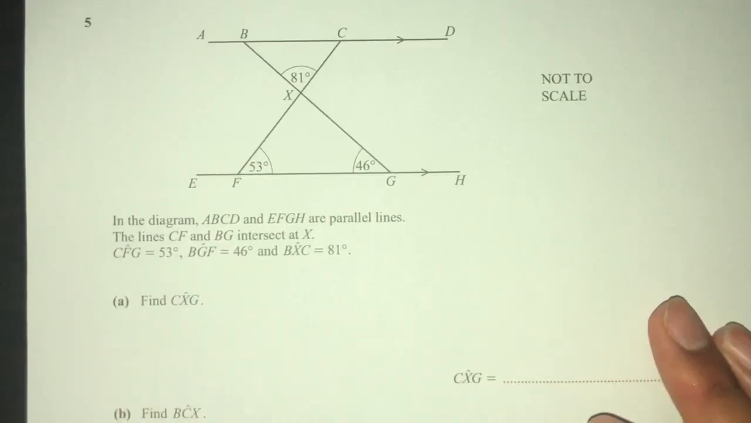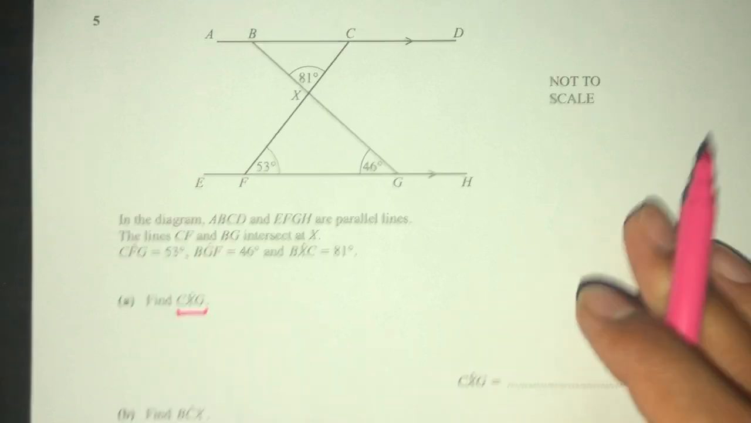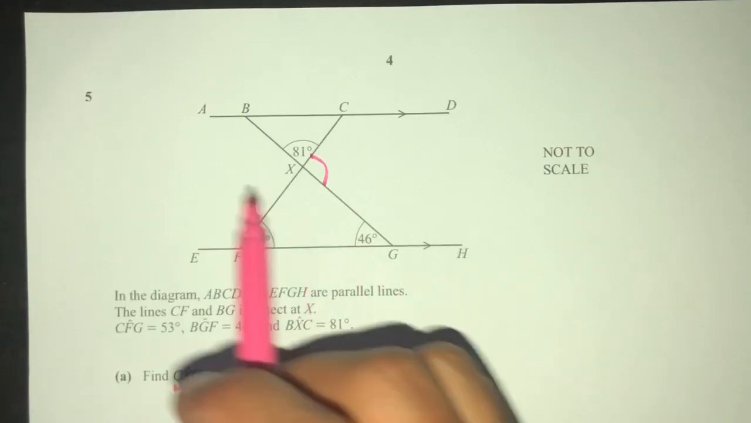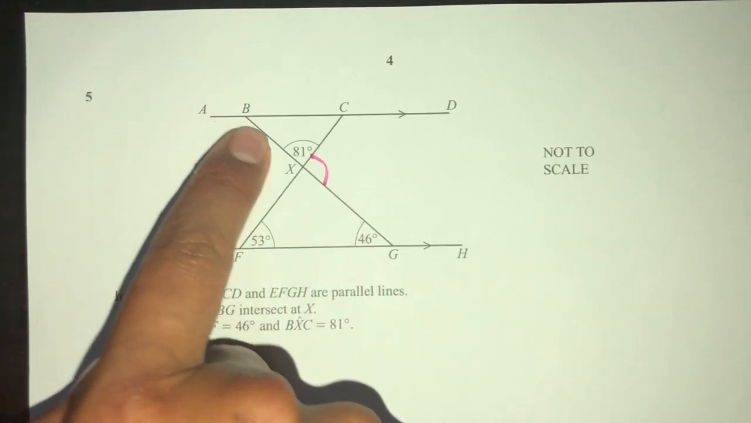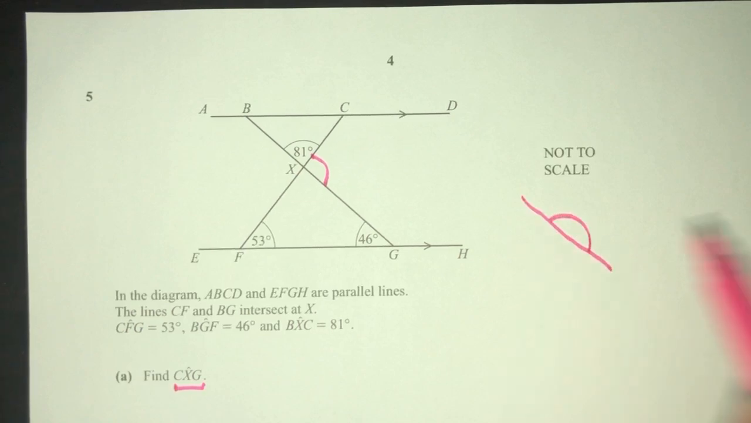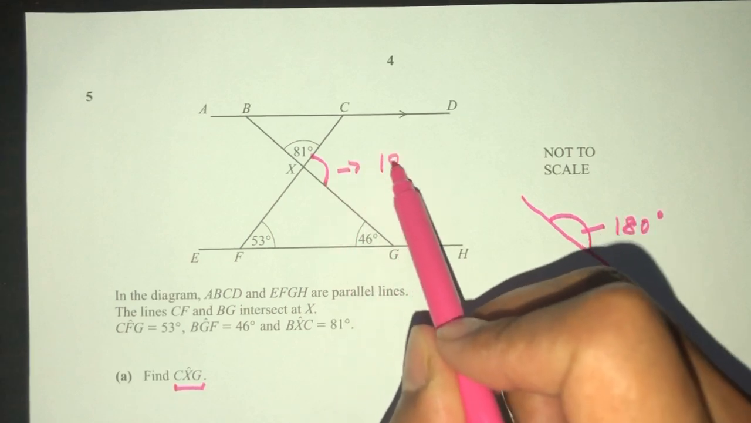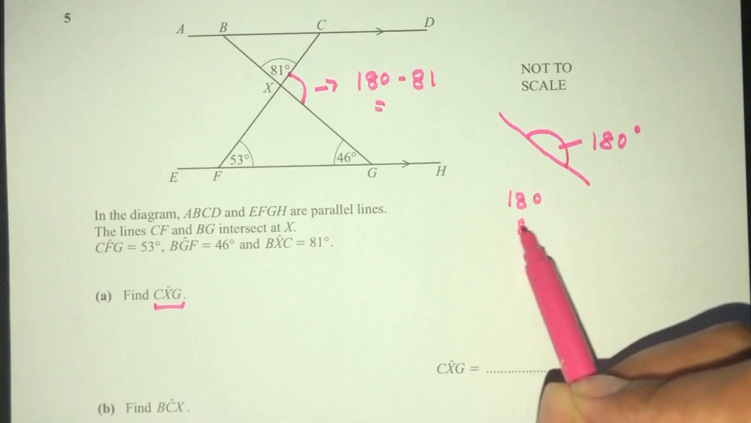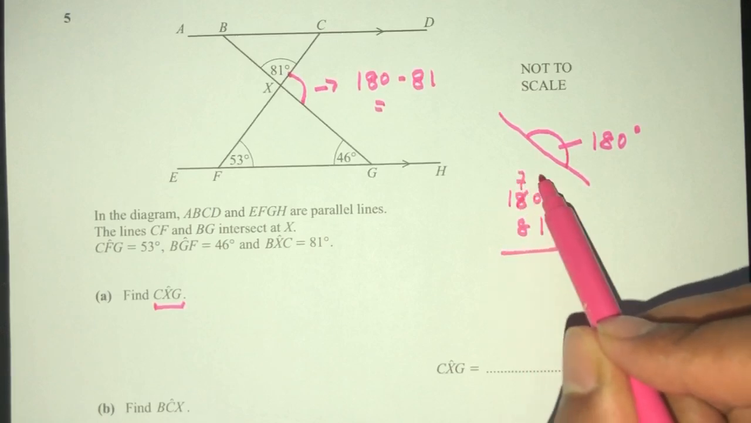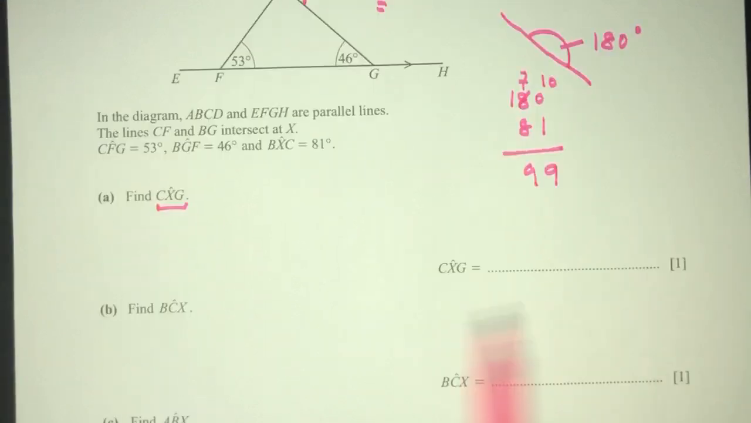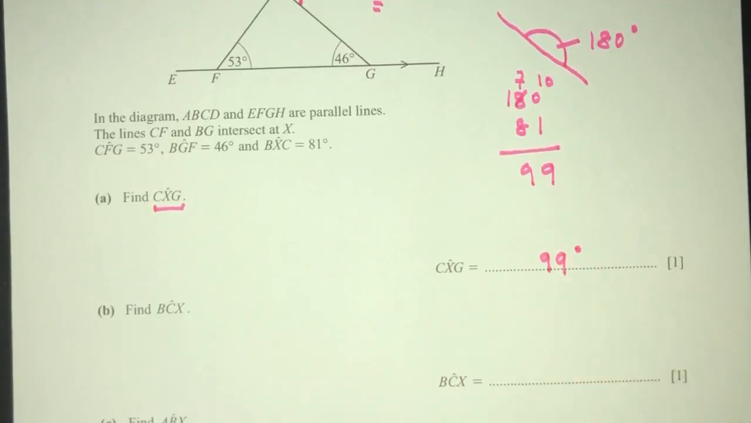Now, part A is we have to find CXG. So CXG will be this angle over here. How do you find this? Pretty easy. We do realize that we have a straight line here, BXG. We understand the angles on the line have to add to 180, which means this one has to be 180 minus 81. So let's do this together. That will be 99 for the angle CXG.